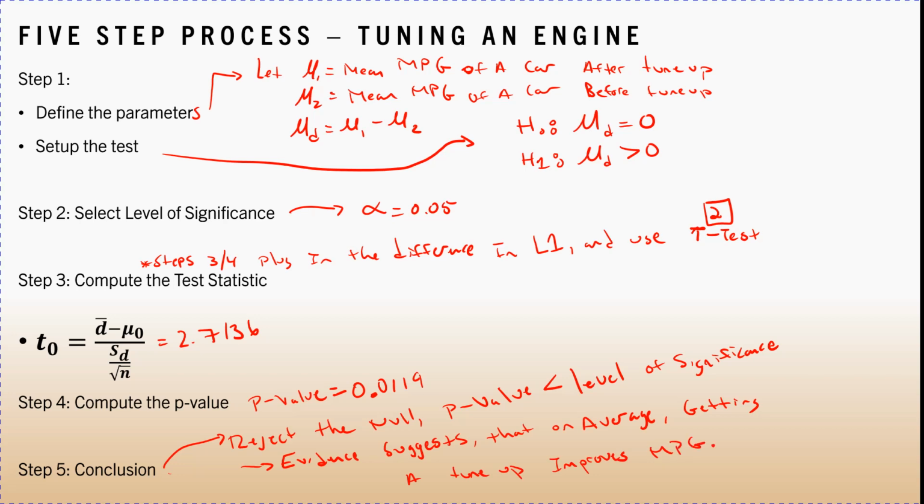Okay. So basically the whole process here was when you have paired samples, you just calculate their difference, and then you run a one sample t-test on that difference. All right, let's do another one.